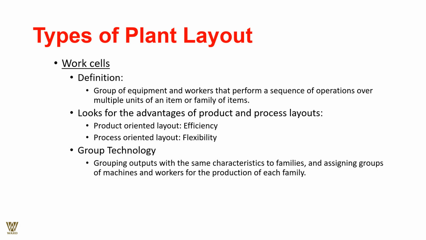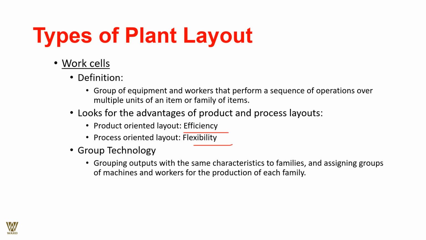Look for the advantages of the product, the process layout. Product oriented layout is all about efficiency. Process oriented layout is all about flexibility, that we are looking into. Mark these words, efficiency and flexibility, for your understanding. For product it is efficiency, but for process it is flexibility.